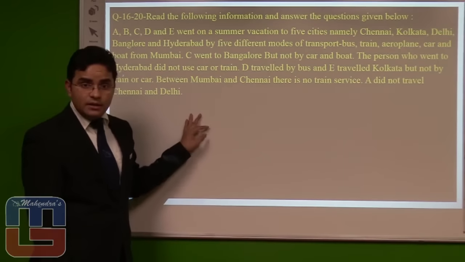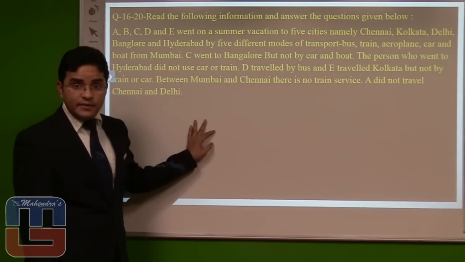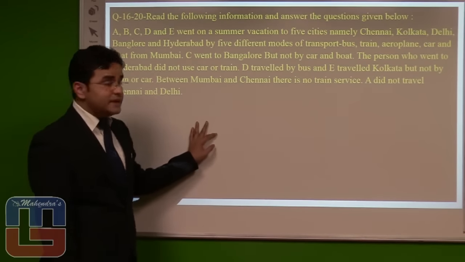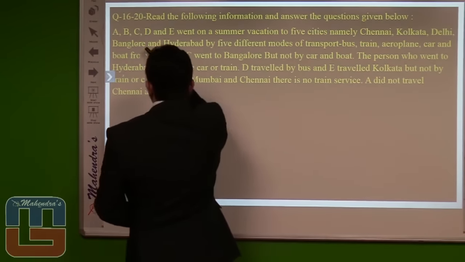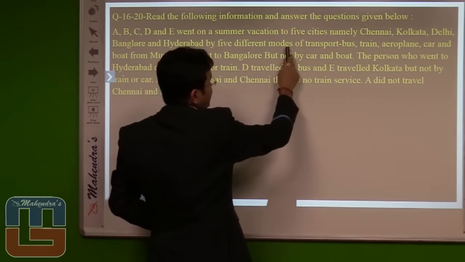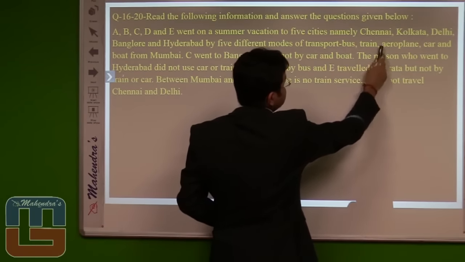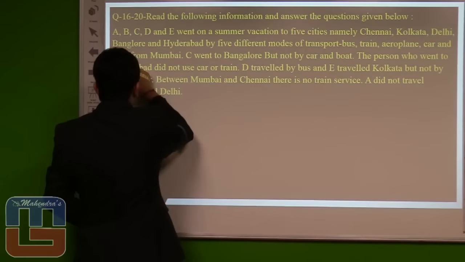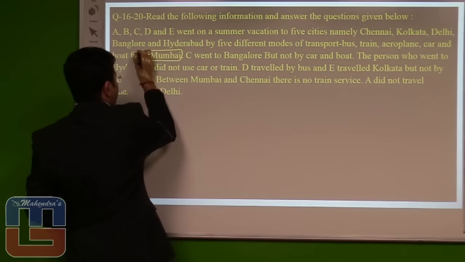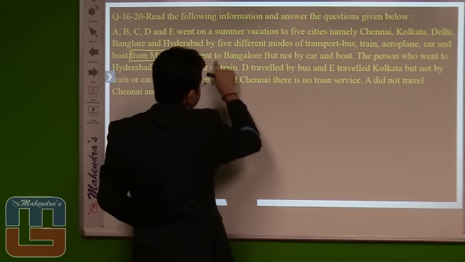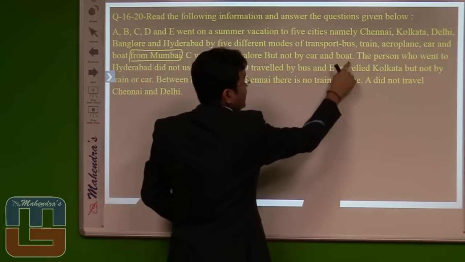A, B, C, D, E went on a summer vacation to 5 cities, namely Chennai, Kolkata, Delhi, Hyderabad, Bangalore, with 5 different modes of transport: bus, train, aeroplane, car, and boat from Mumbai. Okay, from Mumbai it is saying, boat from Mumbai. Remember this point. C went to Bangalore but not by car and boat.